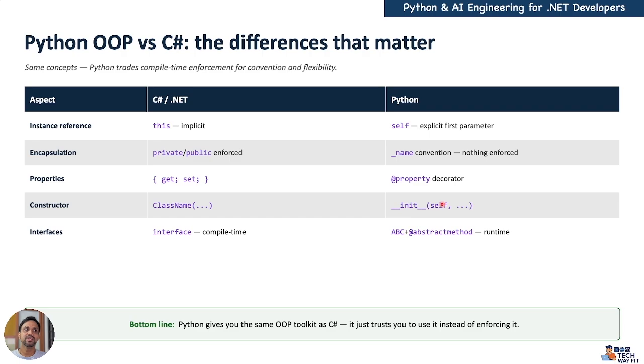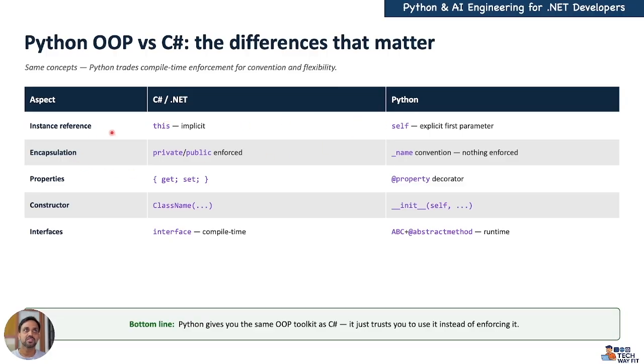So what is the key difference that we see? Again, we saw the same thing in the previous lecture on data classes, but to reiterate, in C# instance references use the this keyword. In Python they use the self keyword.